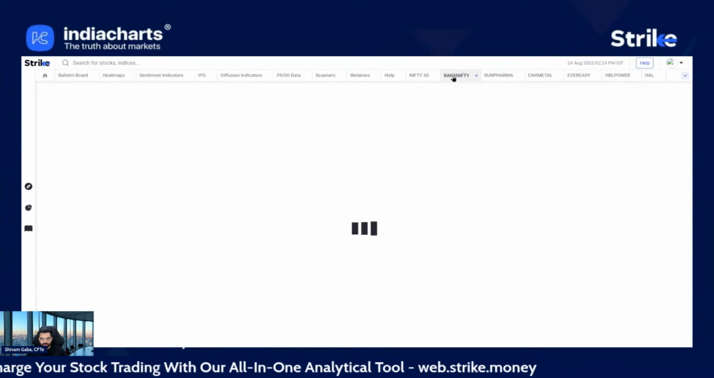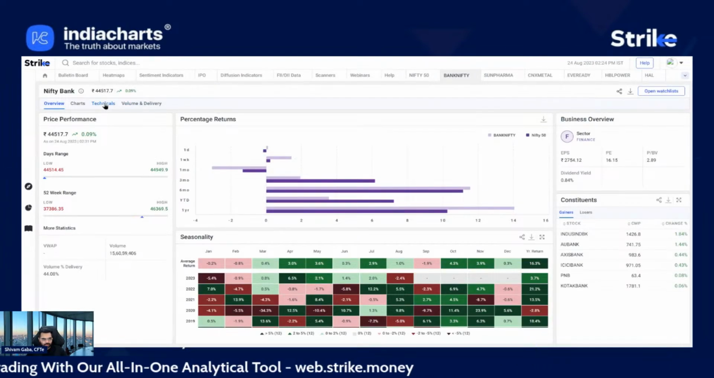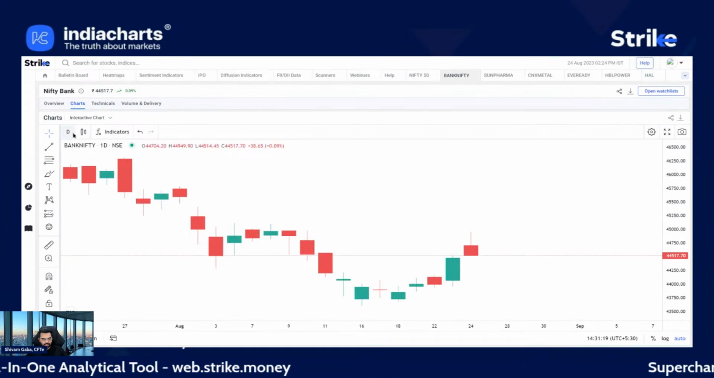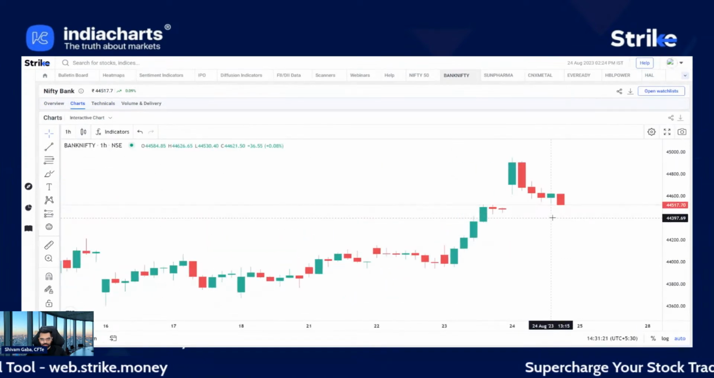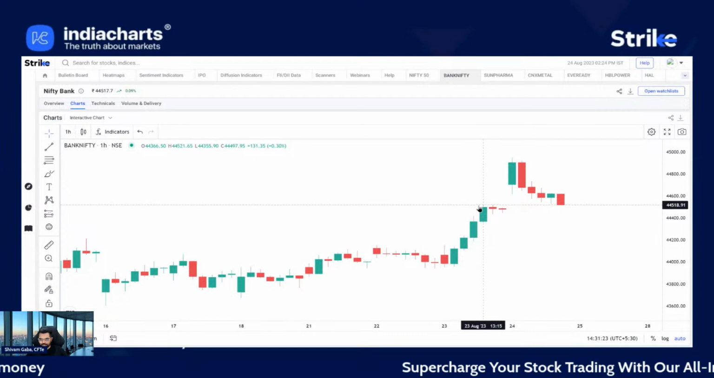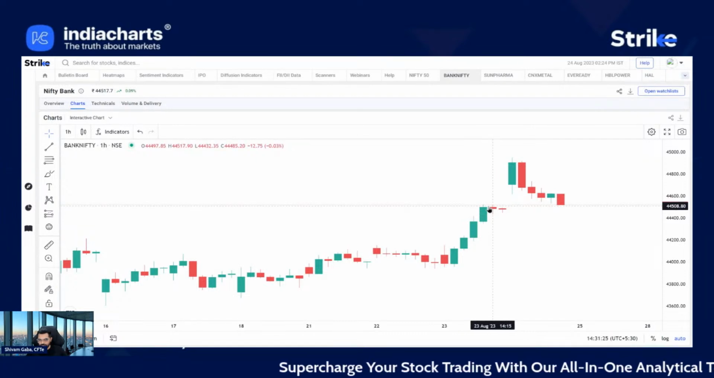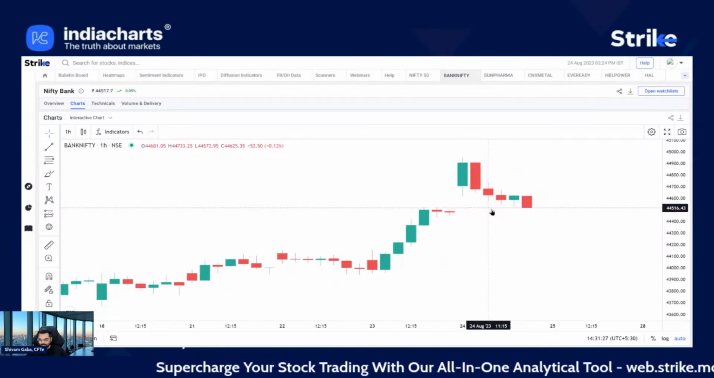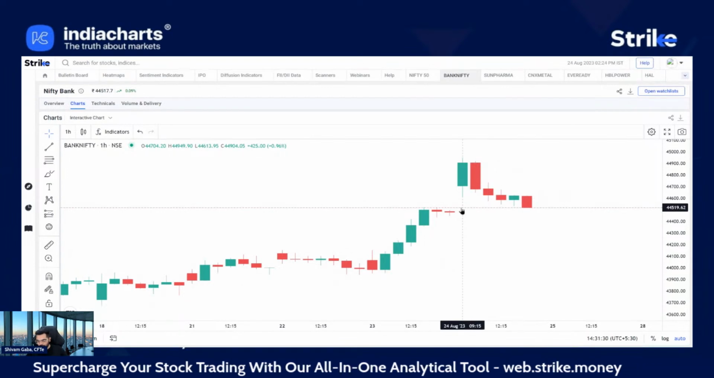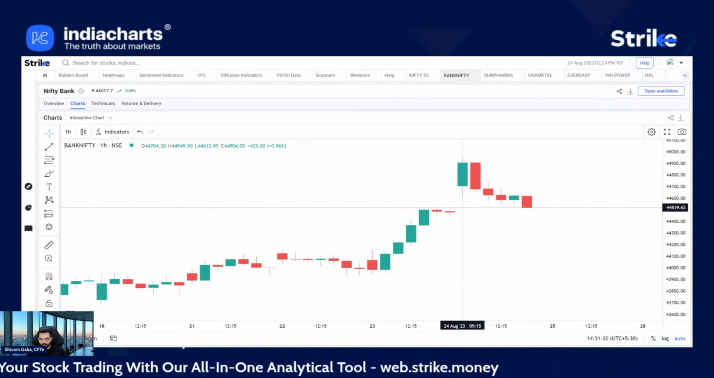In terms of Bank Nifty, same is the story here. It has almost filled the gap that it had opened up with. So it would be interesting if it holds this gap and continues to move upwards or not.